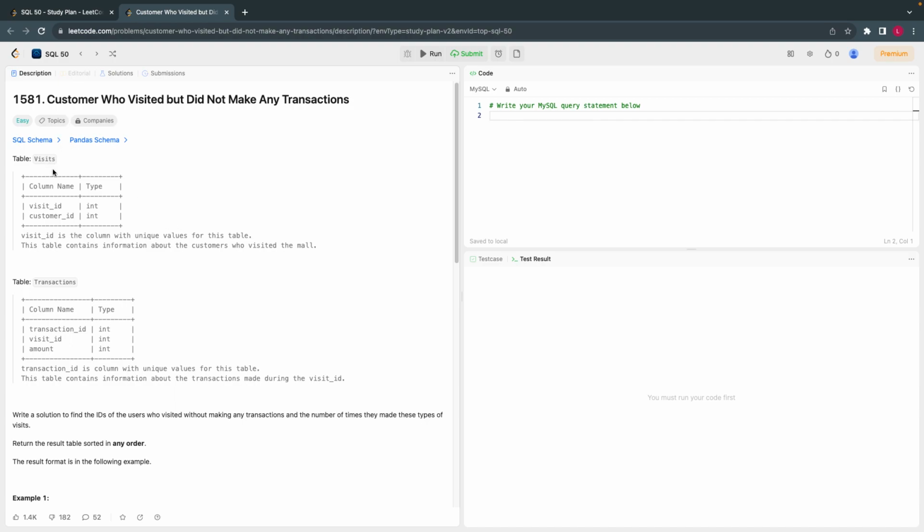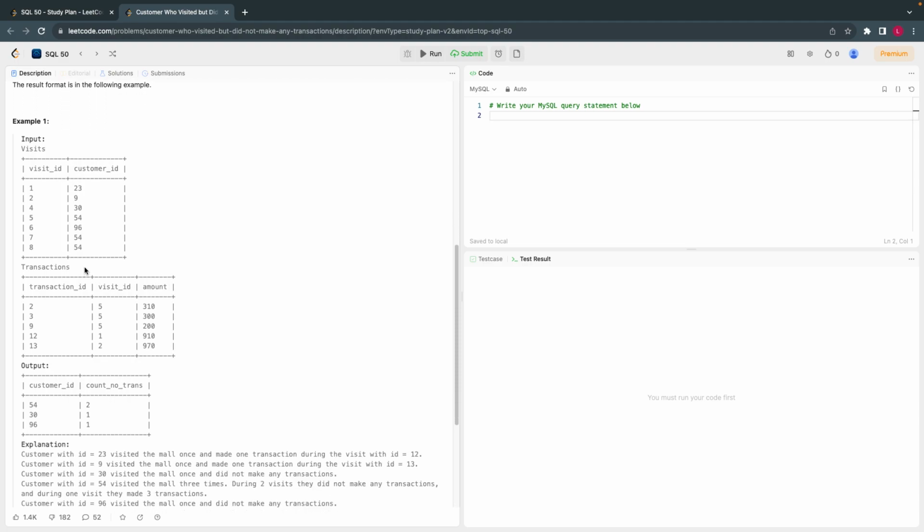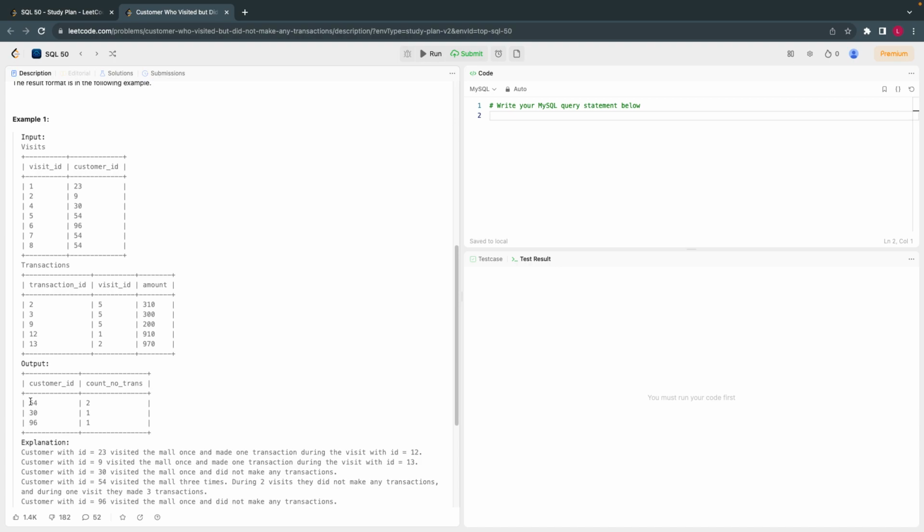The visits table has a visit ID and customer ID, and the transactions table has transaction ID, visit ID and amount. To join those two tables, the common ID is visit ID. However, the output they need is a customer ID and the count. If you see the output, it says customer ID 54 has a count of no-transactions of 2.